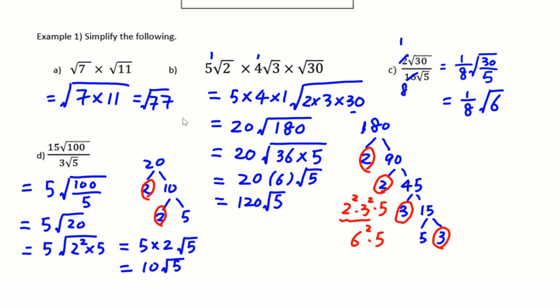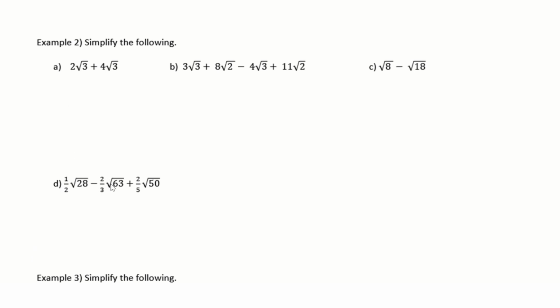So these are the operations for multiplying and dividing radicals. And also for the final answer, you need to have the simplest form. So inside the radicand, no perfect square number. So we are going to practice more.